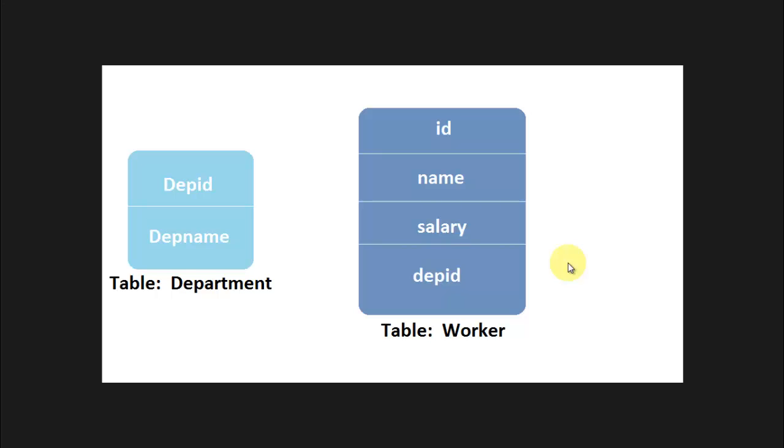In this video session, let us look into the one-to-many mapping, how it is happening in Hibernate. If you see here, we have two tables, department table and worker table. And we are going to relate these two tables by means of one-to-many mapping, because within one department we may have a number of workers.